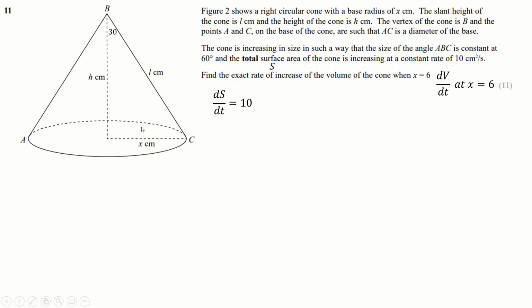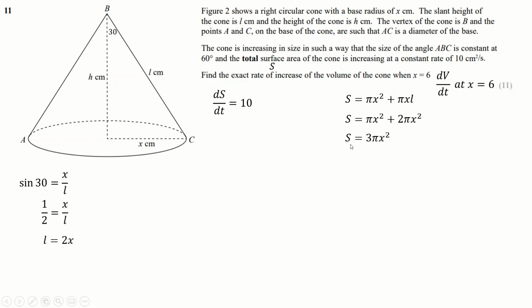First, let's express the surface area in terms of x. So the total surface area of this is obviously pi x squared for the base plus pi r l, r of course being x, so pi x l for the slanted surface area. Now L, looking at this triangle here, sine of 30 is x over L. Sine of 30 is a half, for those of you who don't know that. Cross multiply and you get L is 2x. Substitute in 2x here and you get 2 pi x squared. Add them together, so the surface area is 3 pi x squared. Now I can differentiate that with respect to x. So dS by dx is 6 pi x, just differentiating.